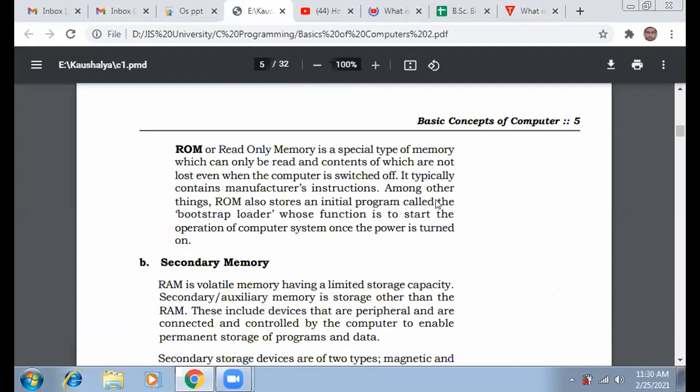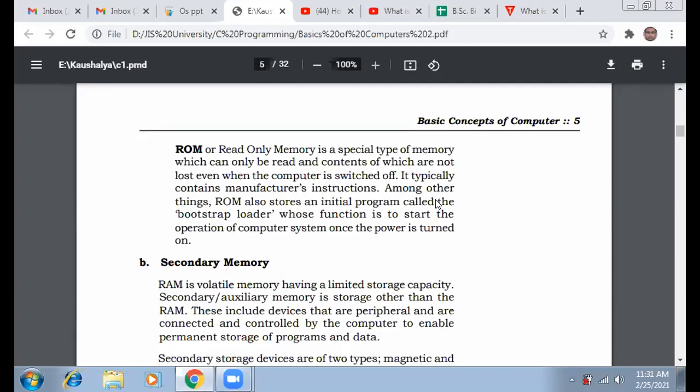The main difference between RAM and ROM: the first difference is that RAM is random access memory, ROM is read-only memory. That is the full form, but the logical difference states that RAM is a volatile memory. The data cannot be stored permanently inside the RAM, whereas ROM is non-volatile memory, so data can be stored permanently inside the ROM.